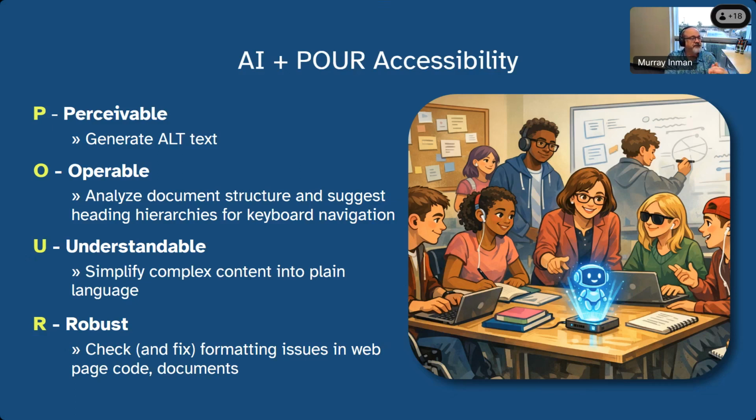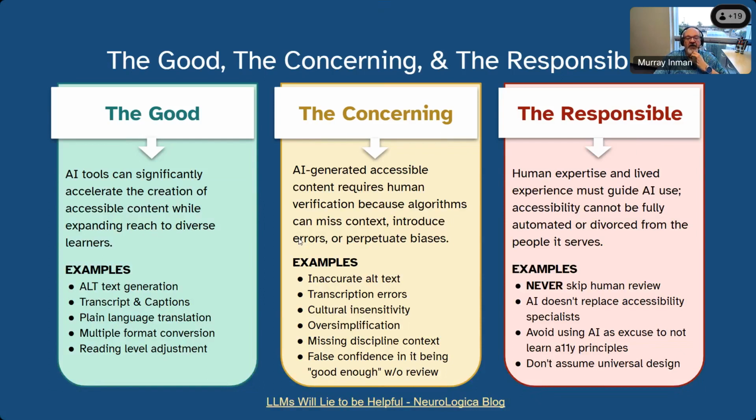And the last one is robust. This generally means that whatever it is that's being provided can work across different technologies. That could be assistive technologies. It could be devices. And so POUR: perceivable, operable, understandable, and robust. Okay. All right. Next slide.